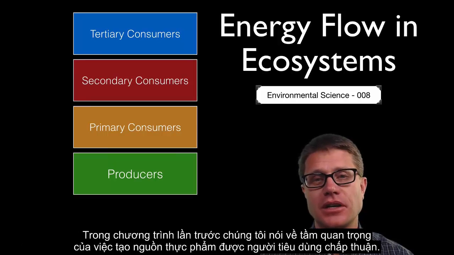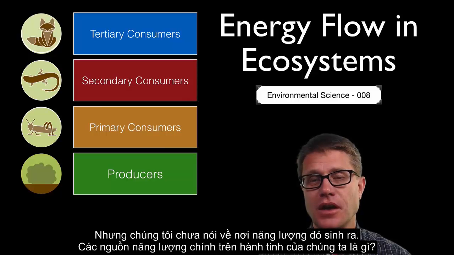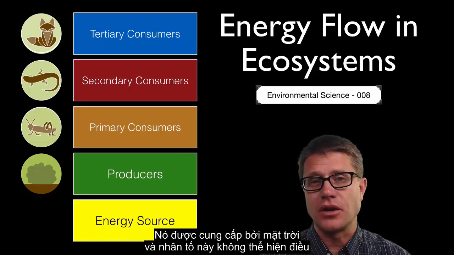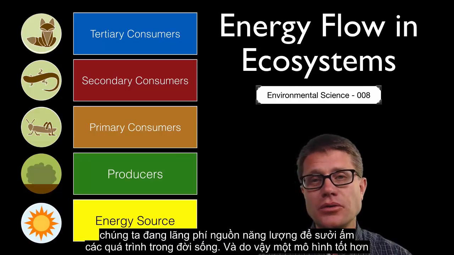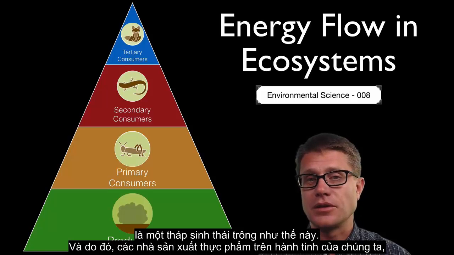In the last video, we talked about the importance of producers producing food that's consumed by consumers, but we didn't talk about where that energy comes from. What's the major energy source on our planet? It's going to be the sun. And this model also doesn't show that we're losing energy to heat at each step along the way. And so a better model is an ecological pyramid that looks like this.